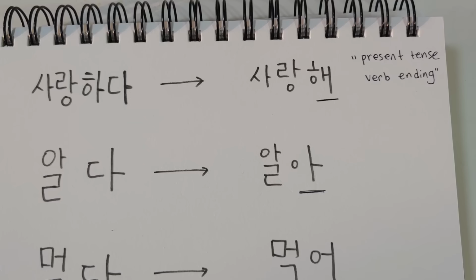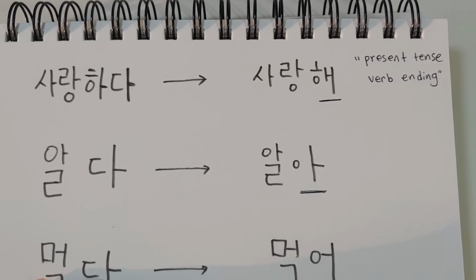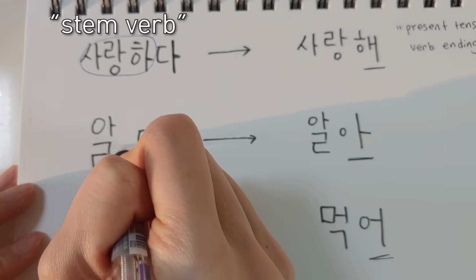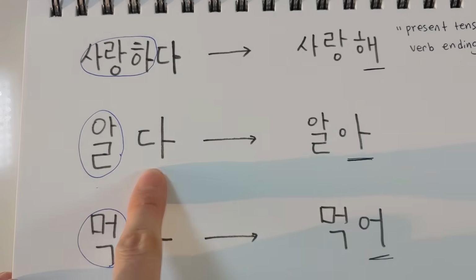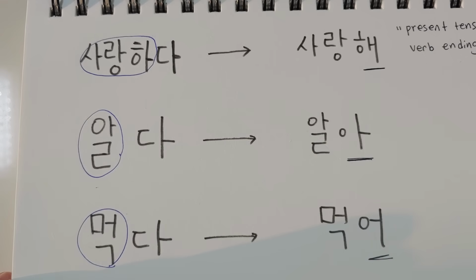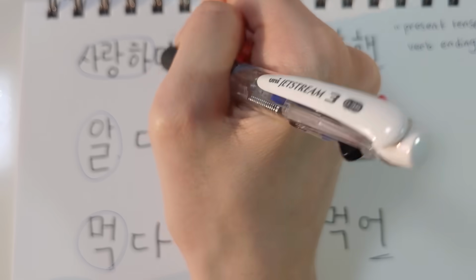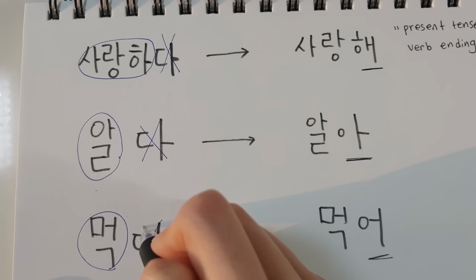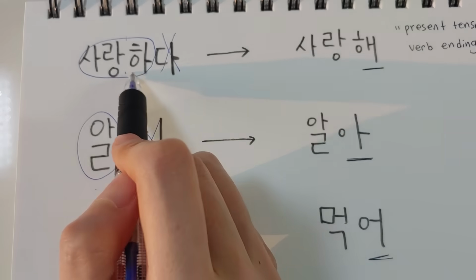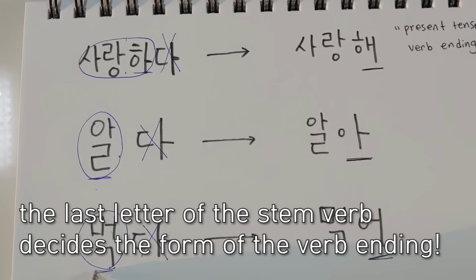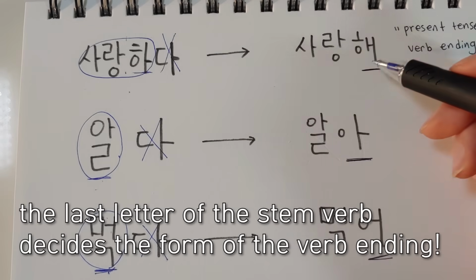And that all depends on what the last letter of stem verb looks like. And stem verbs are basically these. This whole word is the base form of the verb, like we just learned, and 다 is always attached in the base form, but when conjugated, they are removed. And the stem verbs are these, the remaining letters. And depending on the last letter of the stem verb, you decide the form of the verb ending.